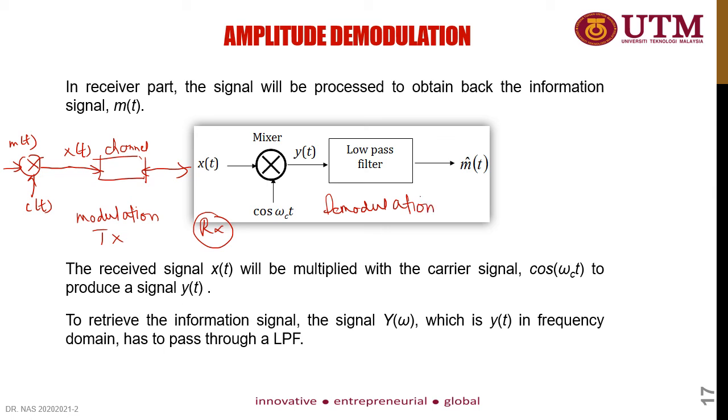The modulated signal will be multiplied again with c(t), having the frequency of omega_c, and then the signal will be passed through a low pass filter so that the lower frequency component will be selected and the higher frequency component will be removed from the system. At the end, the original signal will be recovered.